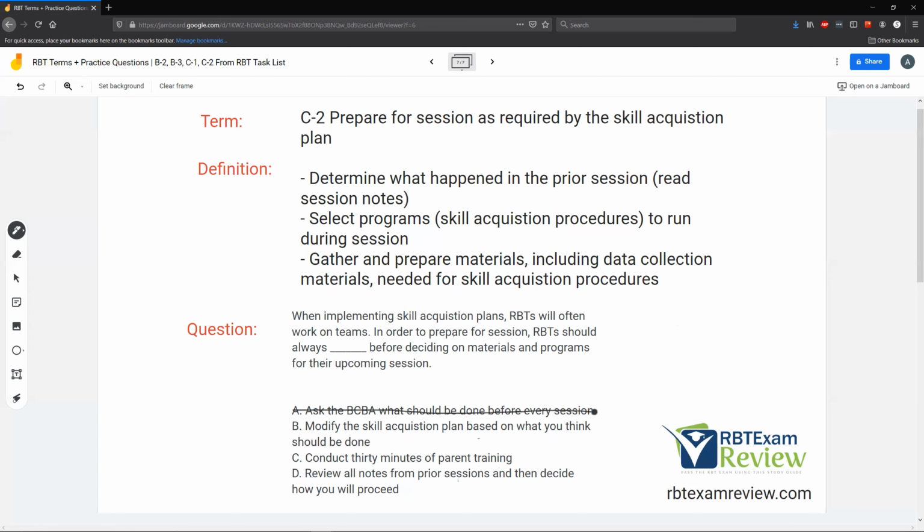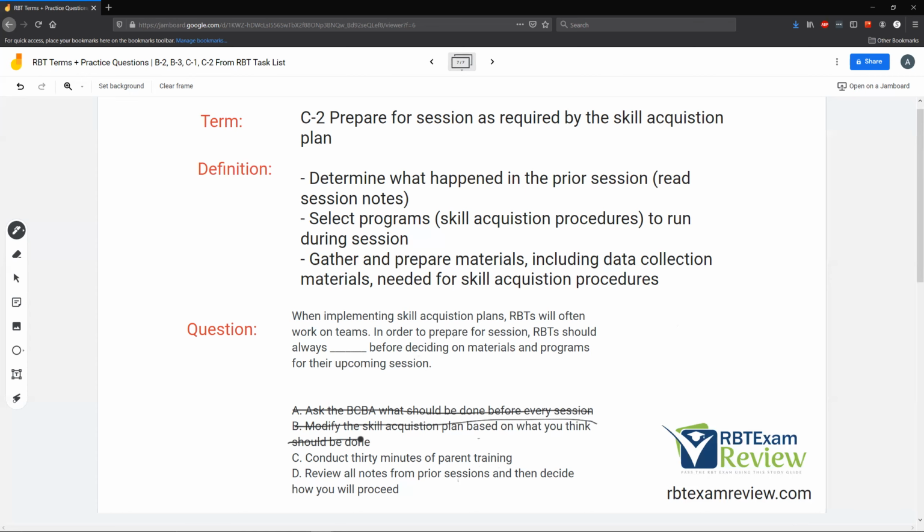A is out. B, modify the skill acquisition plan based on what you think should be done. Well, what did we just talk about? Is modifying the skill plan part of your role? No, right? You're implementing, you're taking data, modifying the skill plan on what you think should be done is not your role. In that case, talk to your BCBA and present your idea. But that is not part of what should be done before session.